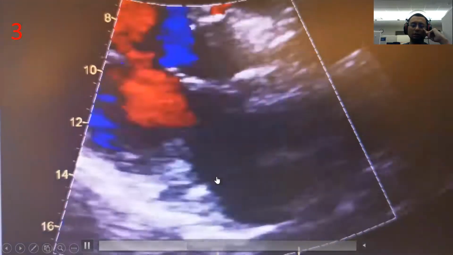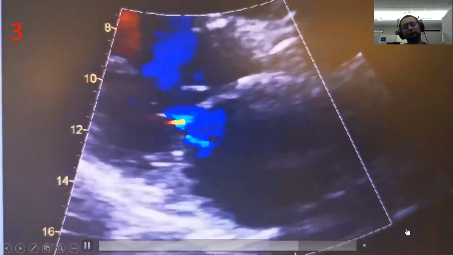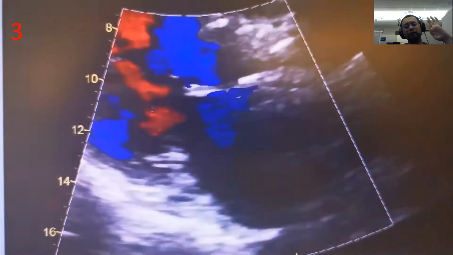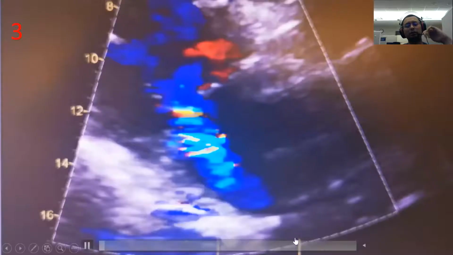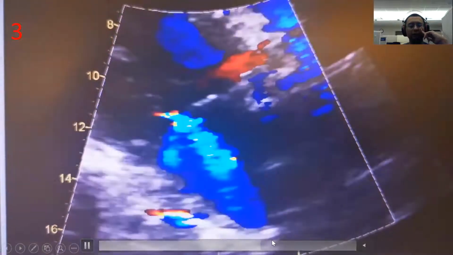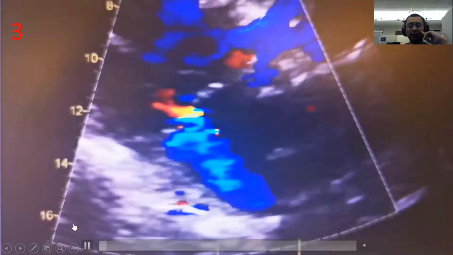The severity of the MR in relation to the LV dilatation. Very good. So which one is proportionate, which one is disproportionate? Proportionate means MR is severe and LV is dilated. Very good. And disproportionate is the other one.